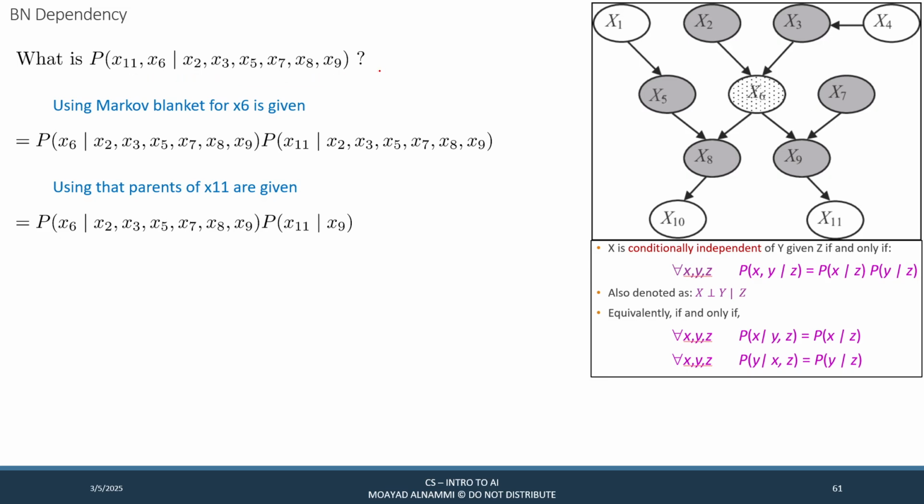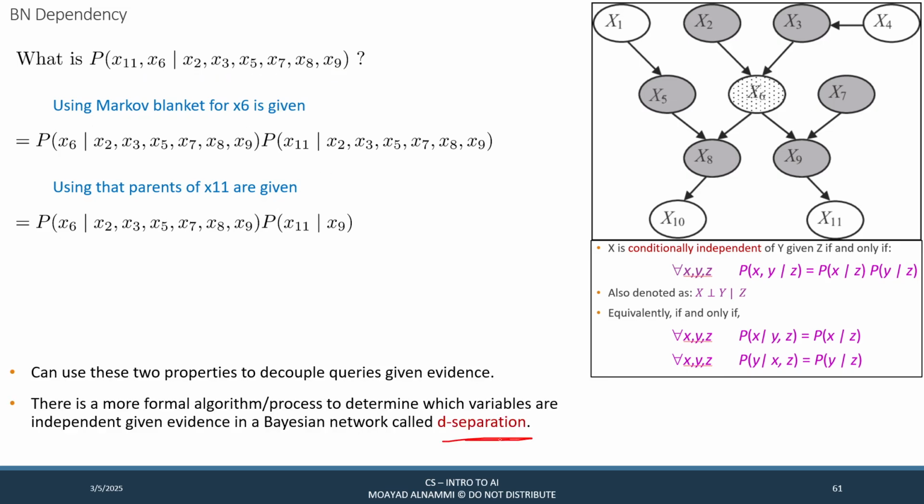However, there's a general algorithm that allows you, if you can't memorize the Markov blanket rule or the other rule that I gave, there's actually a more general algorithm to know if your variables are independent or not given some evidence variables. And here is the general algorithm. It's called d-separation. It's a very simple algorithm. And we'll cover this algorithm right now with some examples.